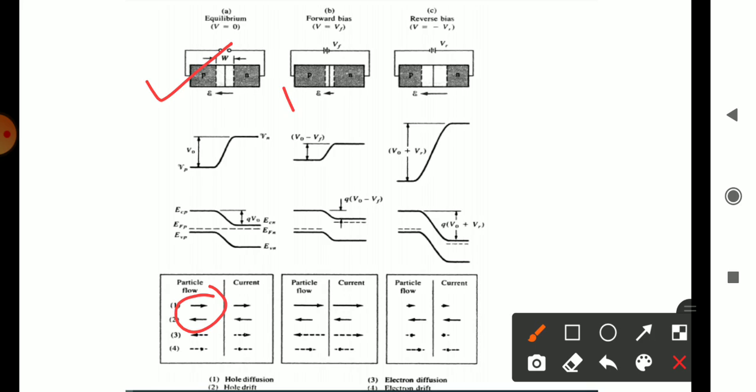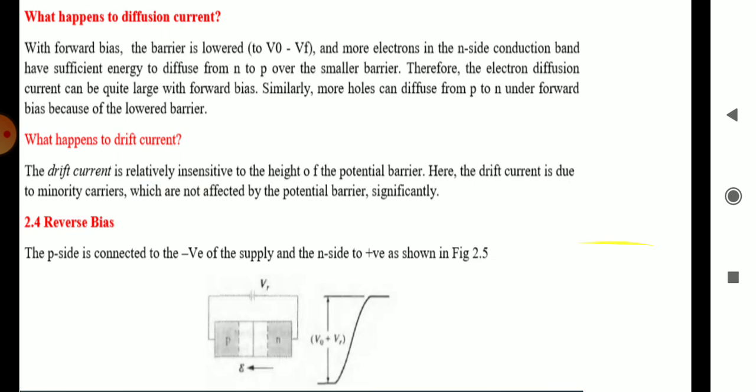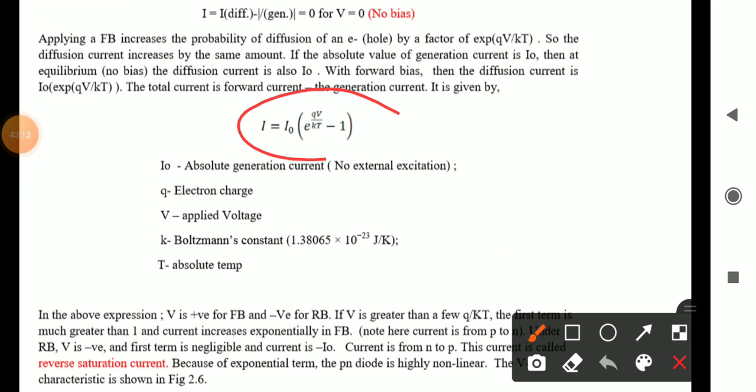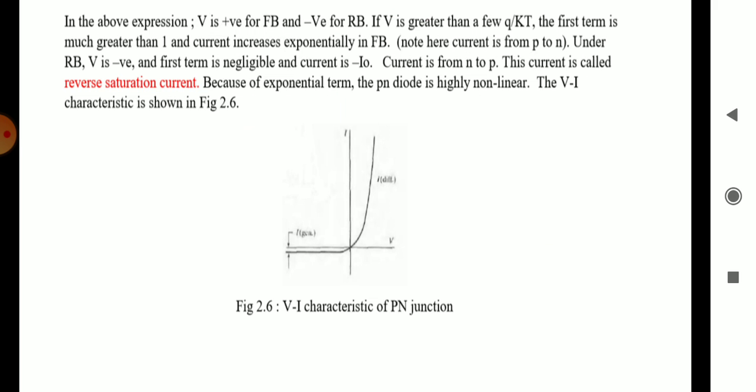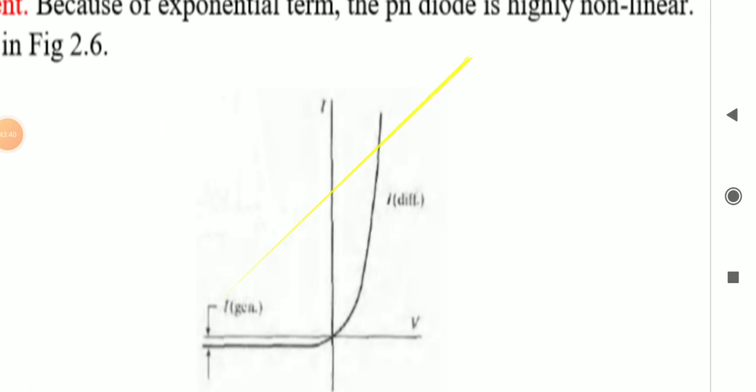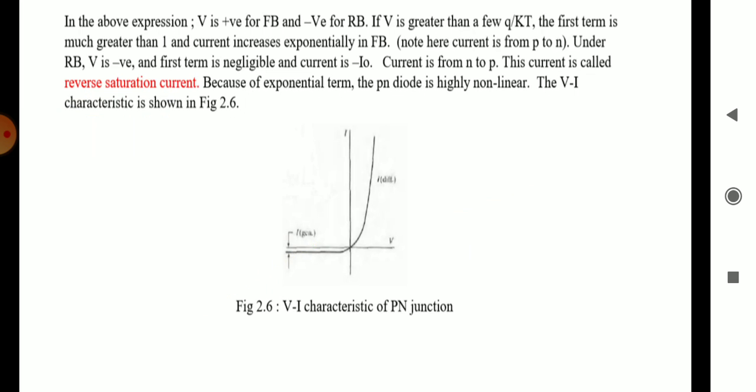Now, what happens at forward bias? At forward bias, the current flowing in the junction is given by I equals I naught into e power qV by kT minus 1. Why this exponential term is considered here is, if you refer to the VI characteristics of the PN junction, you can refer to this figure. As this picture is not clear, I am considering one more figure, this one.